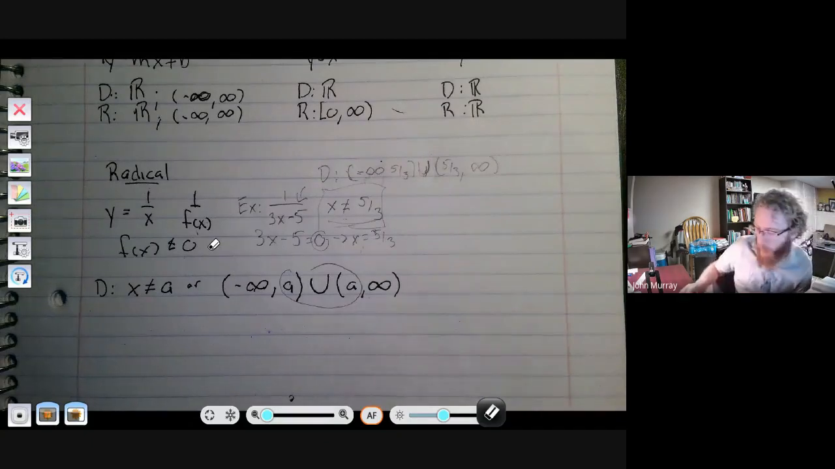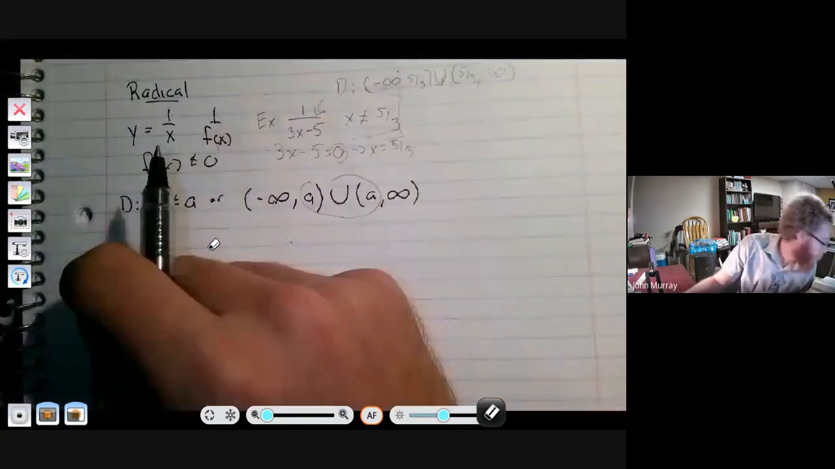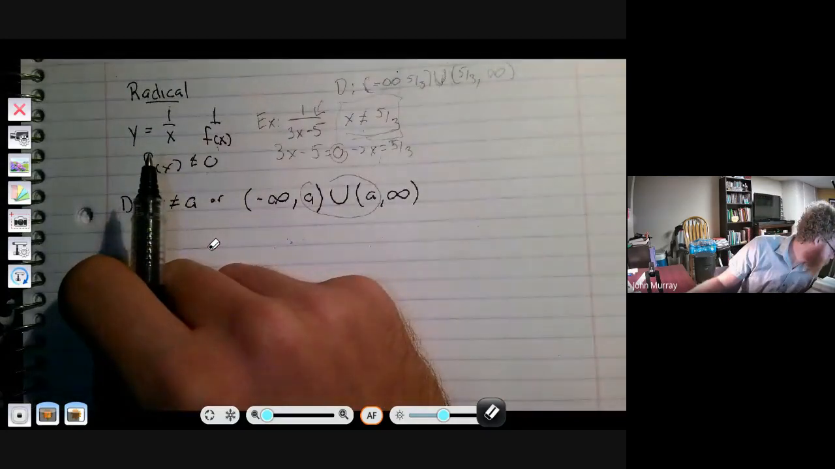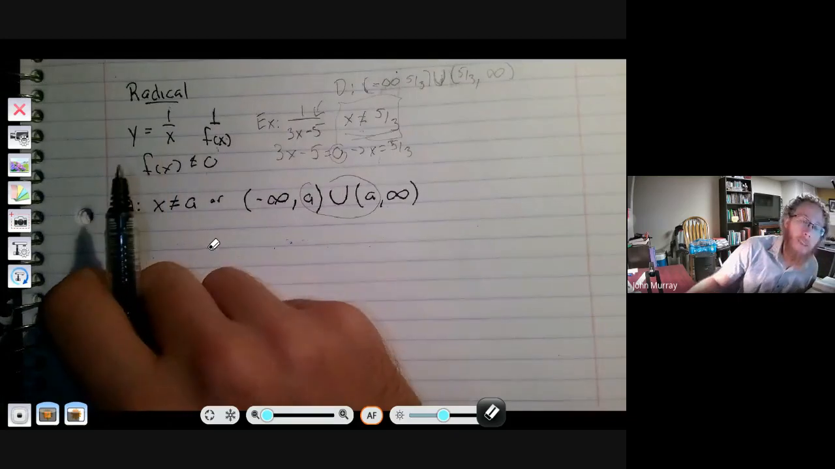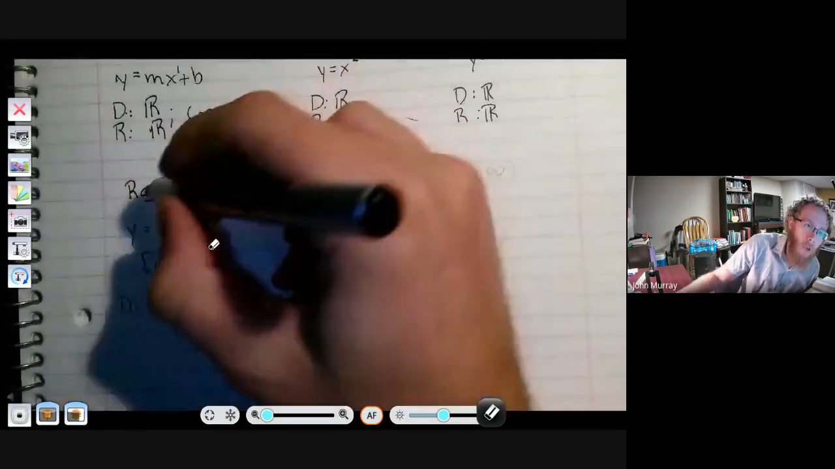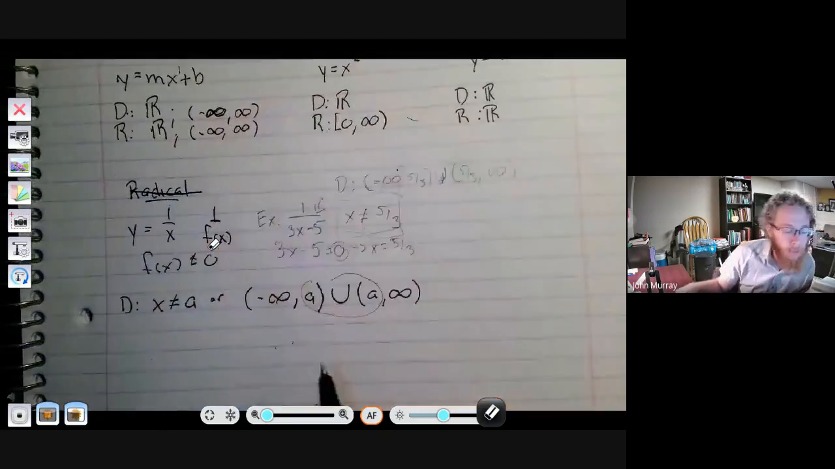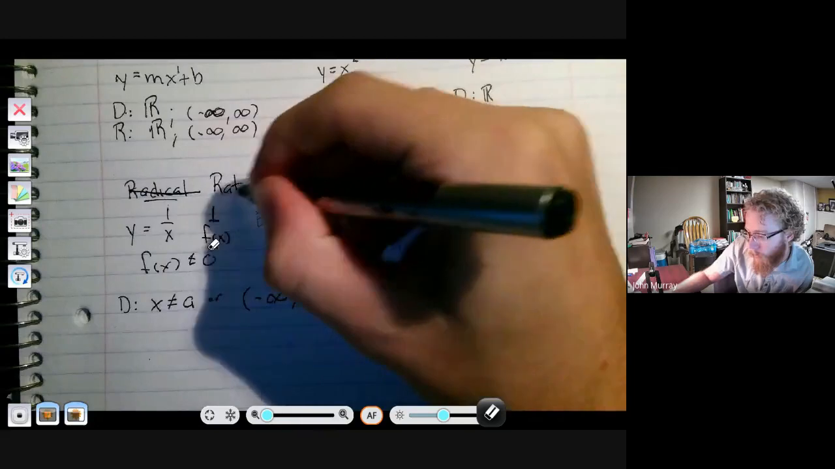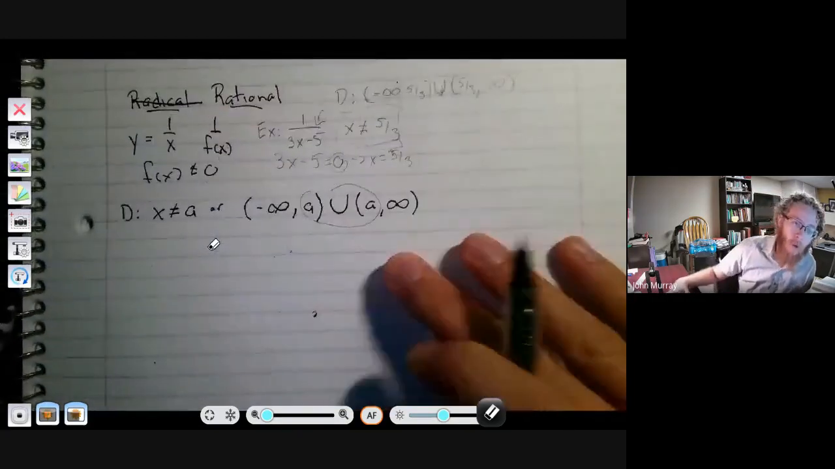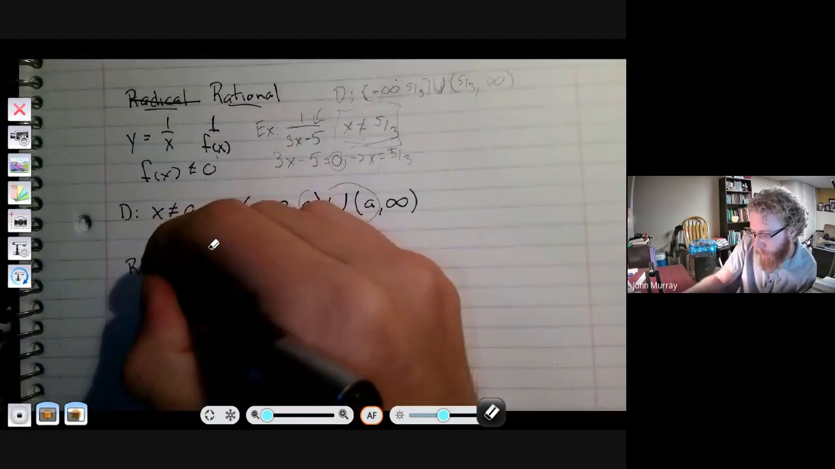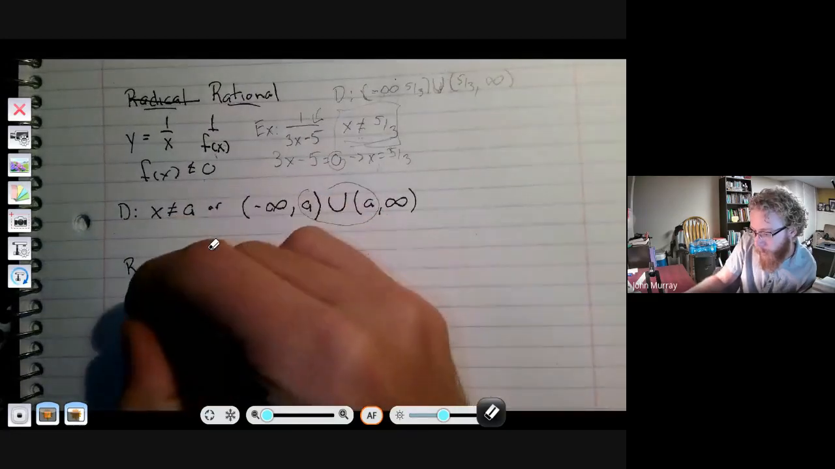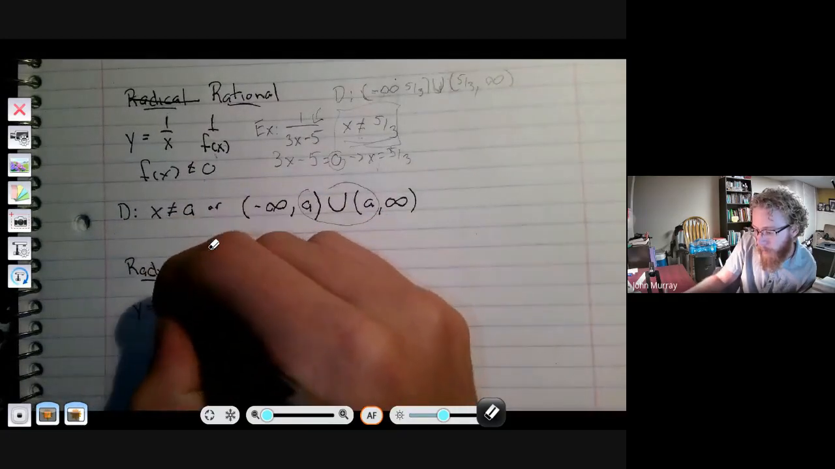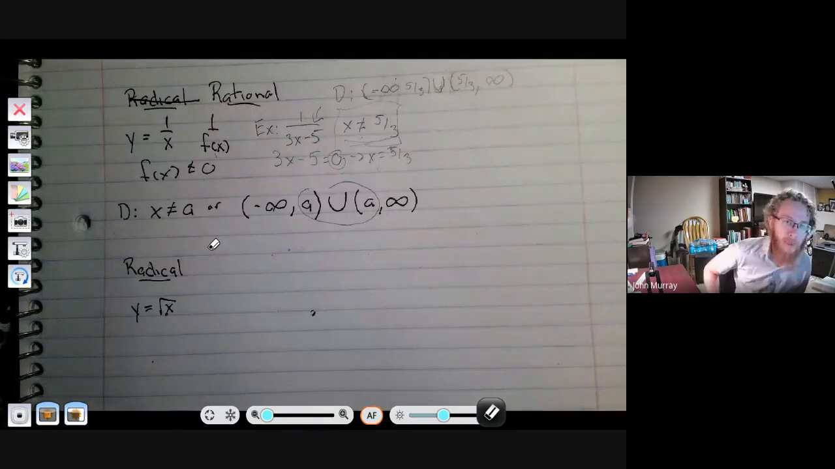Now the other type that we'll see. I just realized I used the wrong word this whole time. That's not radical, my mistake. That's rational. Radical means that we have a square root. My mistake. It's still kind of early for me.